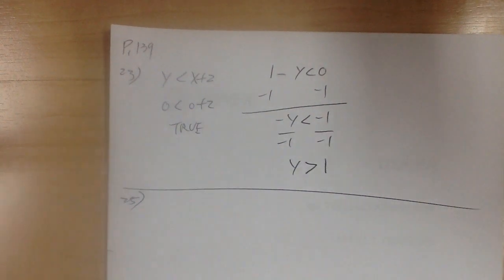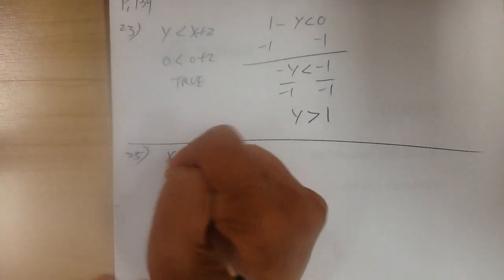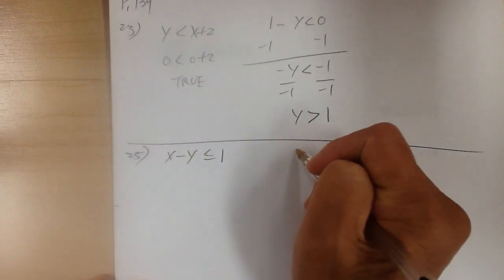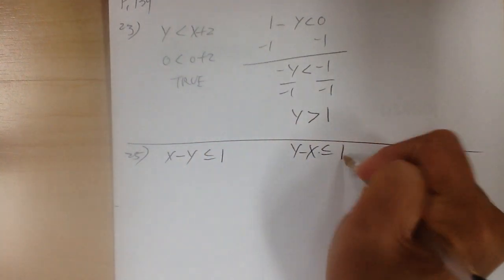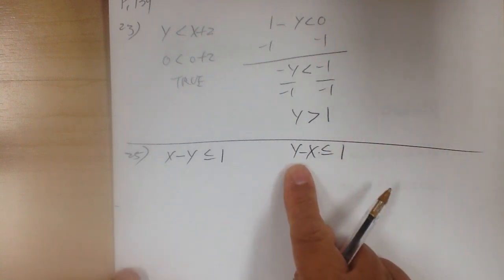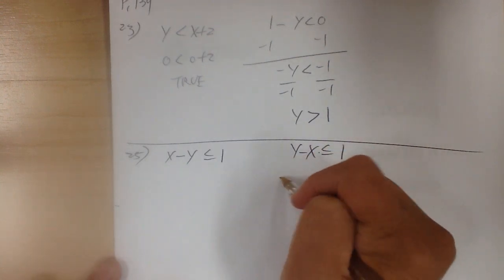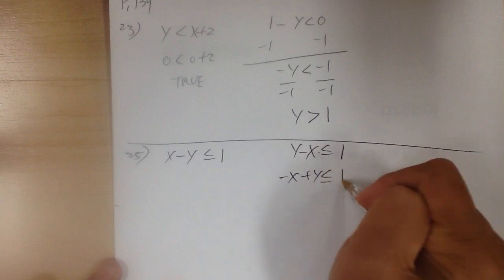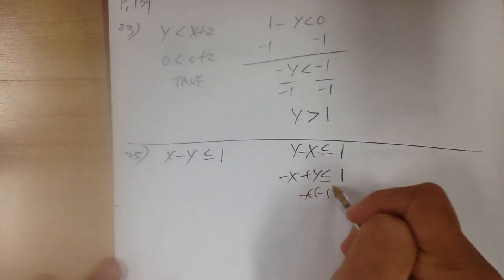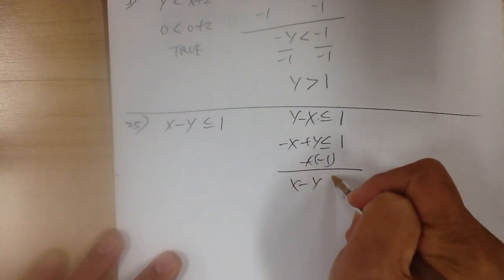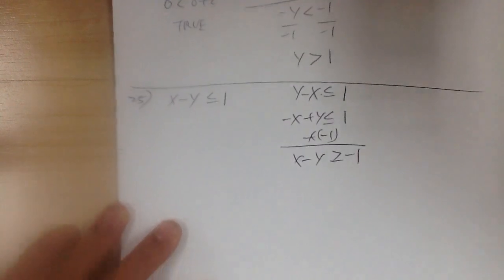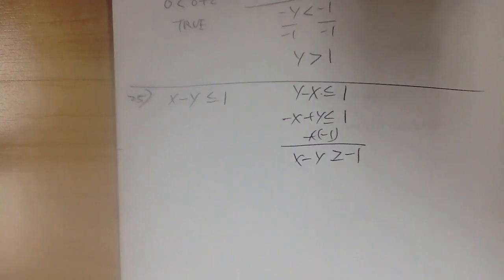Okay, number 25. We have x minus y is less than or equal to 1, and y minus x is less than 1. Let's put this in a better form. So let's switch. You get negative x plus y is less than or equal to 1, multiplied by negative 1 because you don't want to have a negative over there. So you get x minus y is greater than or equal to negative 1. Okay, so let's graph that.